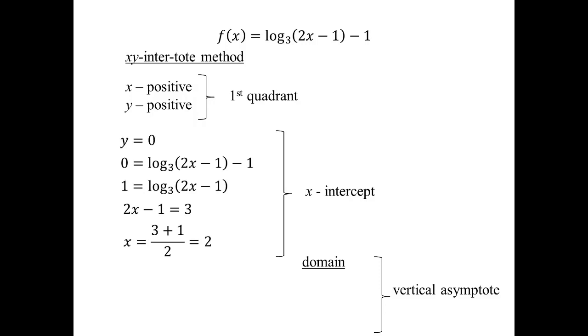Next is to find the vertical asymptote. To find the vertical asymptote, we have to consider the domain of the logarithmic function. To find the domain, the term in the log, 2x minus 1, should be greater than 0. The domain will be x is greater than half. The vertical asymptote is x equals 1 over 2.